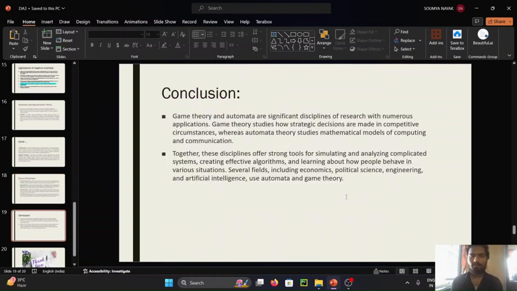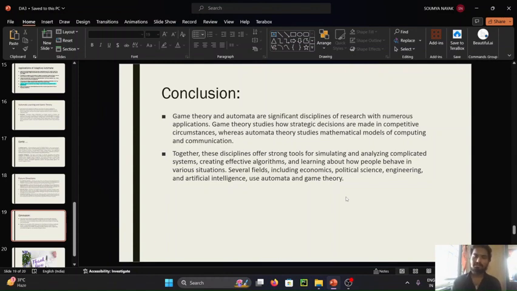Overall, we talked about two sections. First is what game theory is and how it exists. And secondly, we talked about how we can apply automata to it and how it can help make our process smooth, using game theory and automata in different sections, as we have seen in the previous slides.